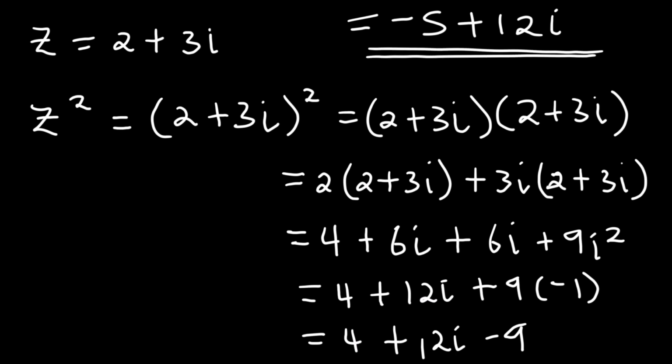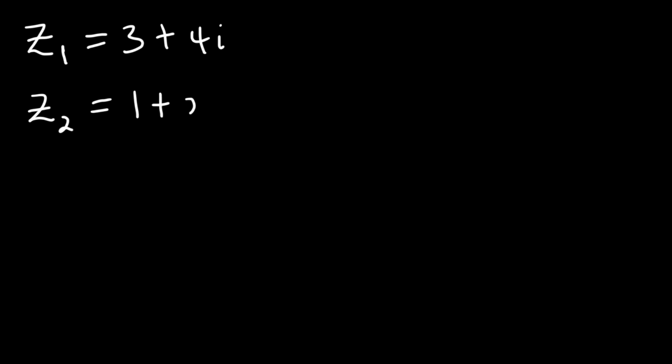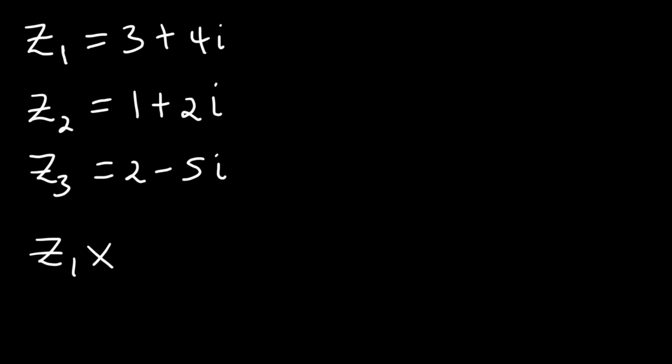Let's look at another example. Let's say we have a complex number z equaling 3 plus 4i. Let's call this z1, and then z2 equaling 1 plus 2i, and then z3 equaling 2 minus 5i. Let's find z1 times z2 and then times z3.